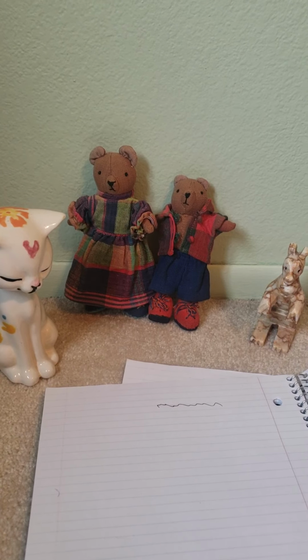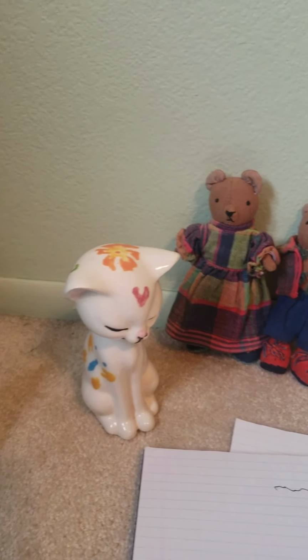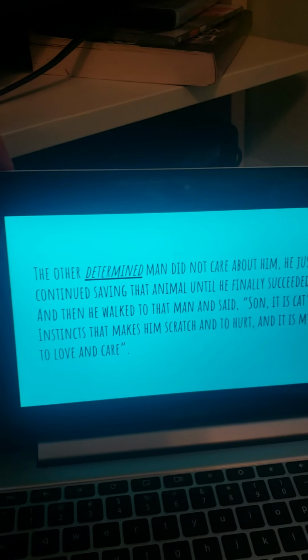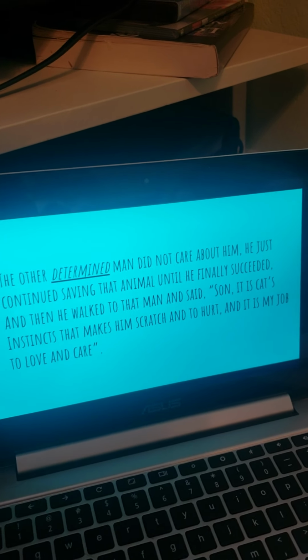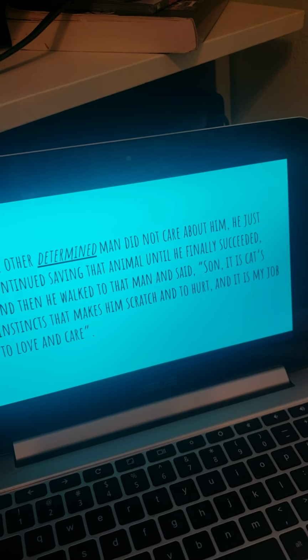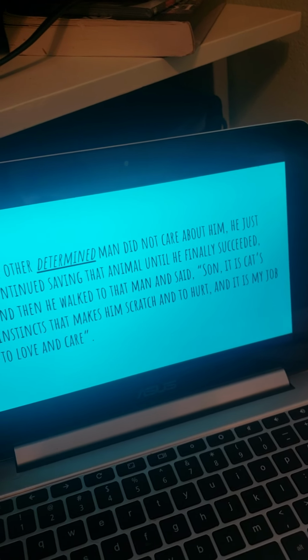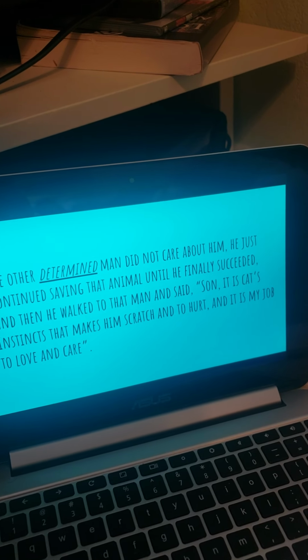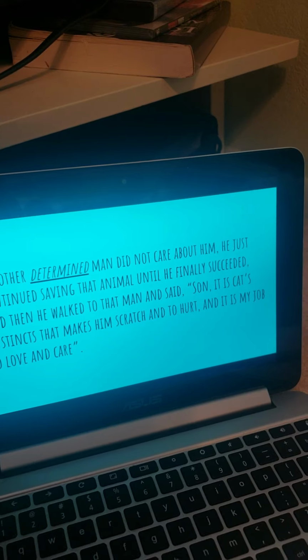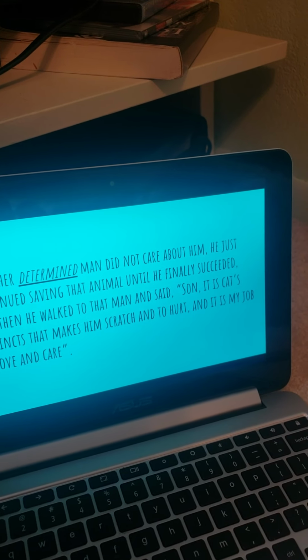Great acting. Now I'm going to flip it over. Ready? The other determined man did not care about him. He just continued saving the animal until he finally succeeded. And then he walked to the man and said, "Son, it's a cat's instincts that make him scratch and hurt, and it's my job to love and care."